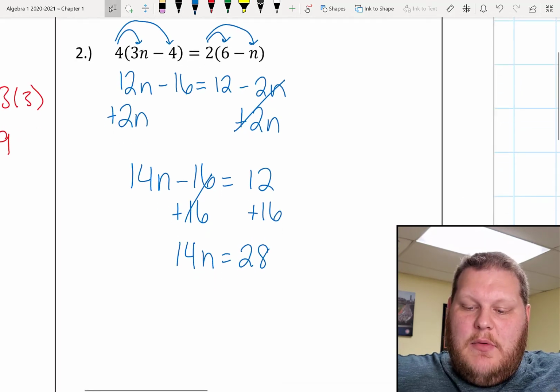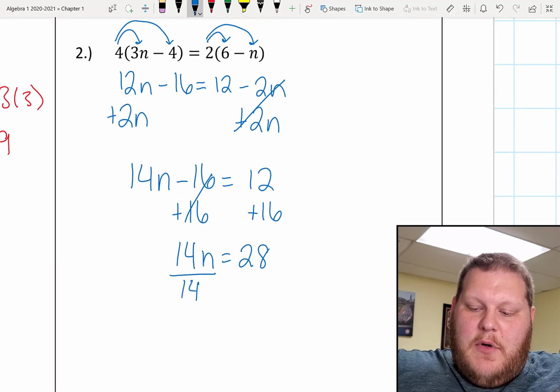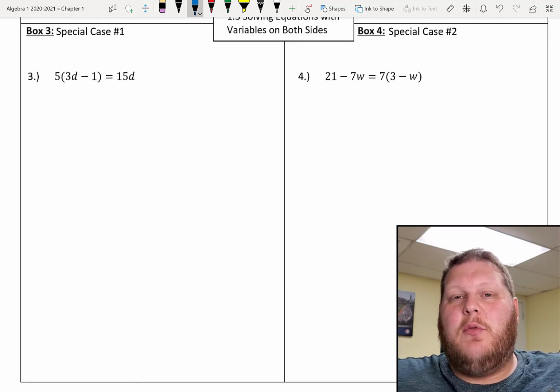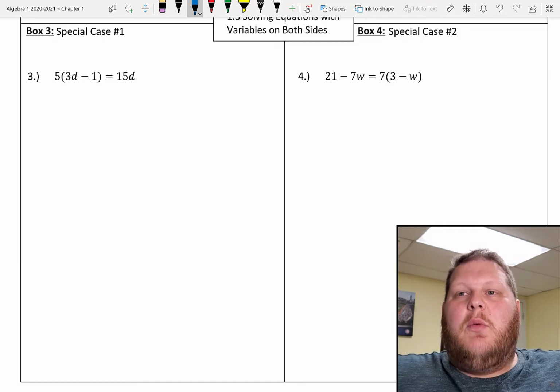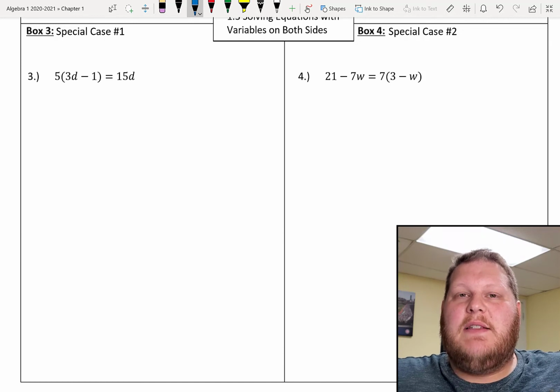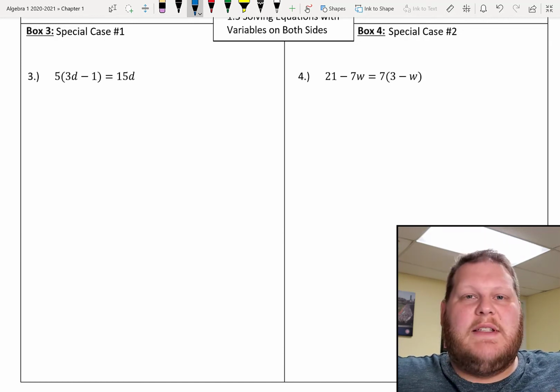And my last step is going to be dividing by 14 on both sides to get n by itself. And I can see that we have positive 2 for our final answer. What we do have to prepare for, though, and we're going to talk about this in boxes 3 and 4, are some special cases. When we have variables on both sides of my equation, we have this possibility where, in the process of solving, my variables are going to totally disappear. So we want to be prepared for that happening.